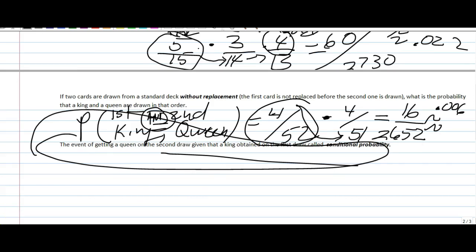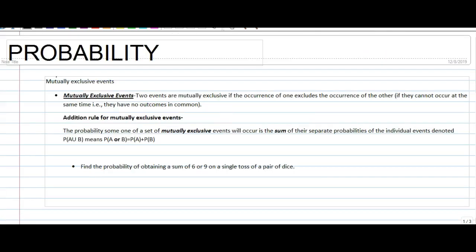So far we have discussed independent and dependent events, and in general when you see the connective and, then we're going to multiply their separate probabilities. Now we're going to discuss two events we're called mutually exclusive. Two events are mutually exclusive if the occurrence of one excludes, hence the name exclusive, the occurrence of another. In other words, they cannot both occur at the same time. They have no outcomes in common.